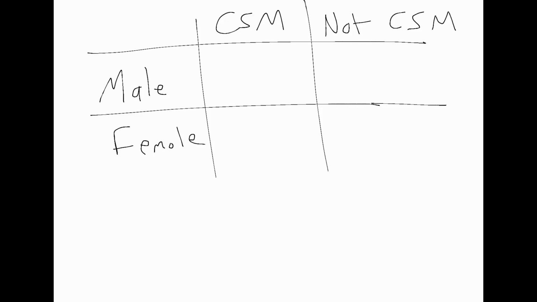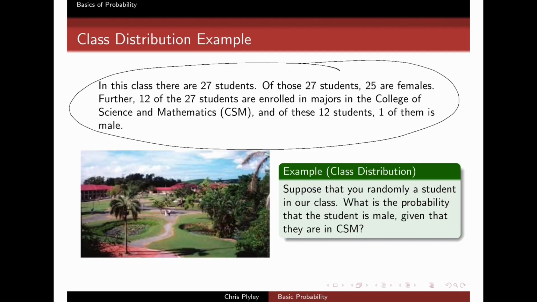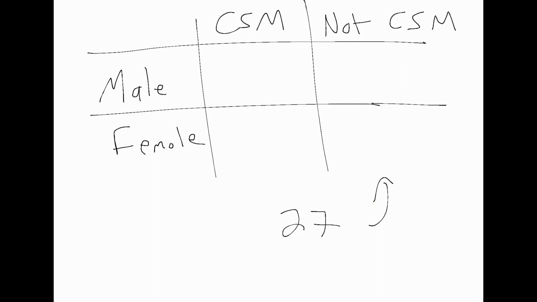So here's my question. If I asked you to fill in the 27 students in my class into this table, could you do it based on this information? Now give that a try before I take one more step. If you're totally stuck, try to fill in that table first. How many students in my class are male? How many are female? Of those males, which are in CSM? Which are not in CSM? See if you can fill this in first, and then I'll fill it in for you.